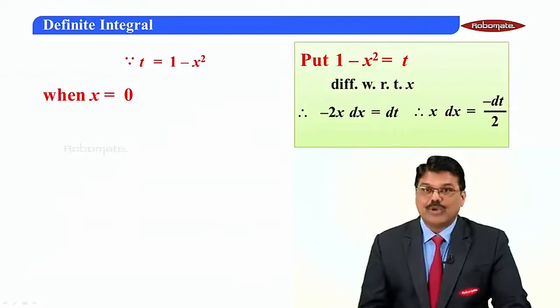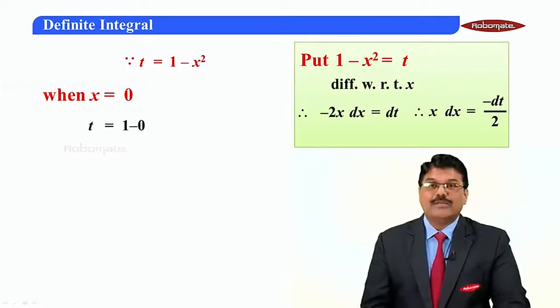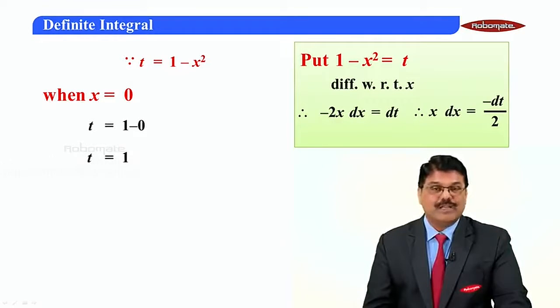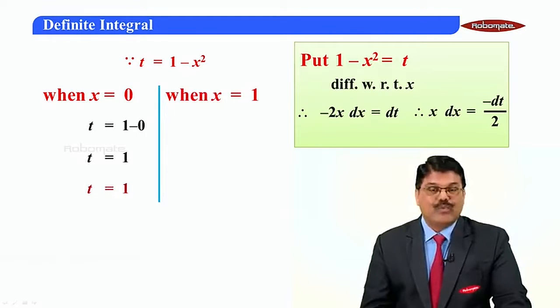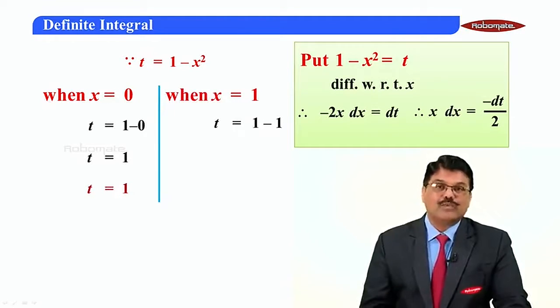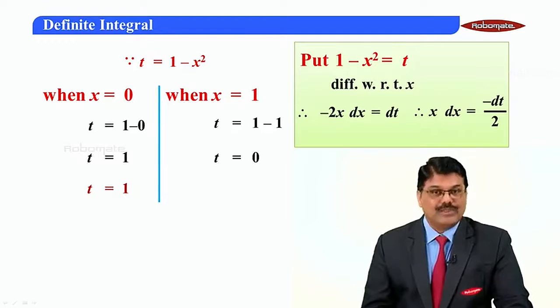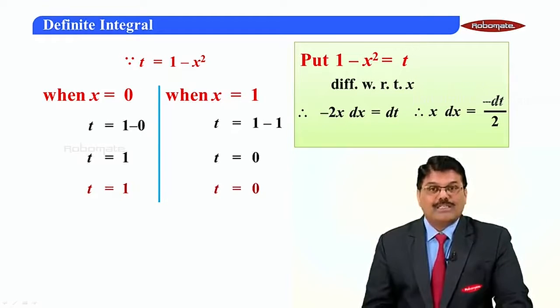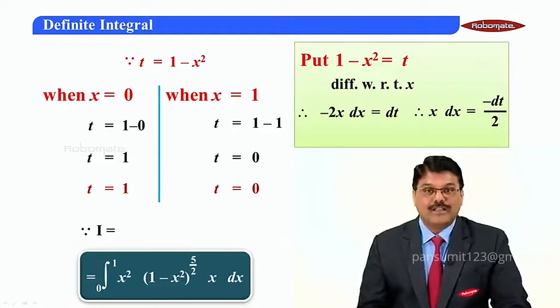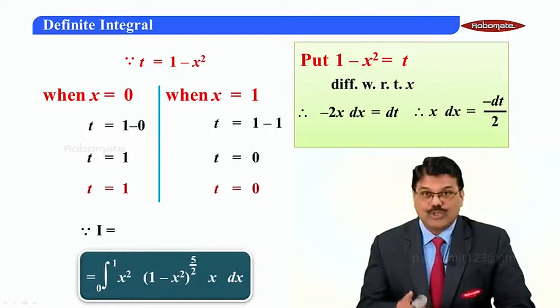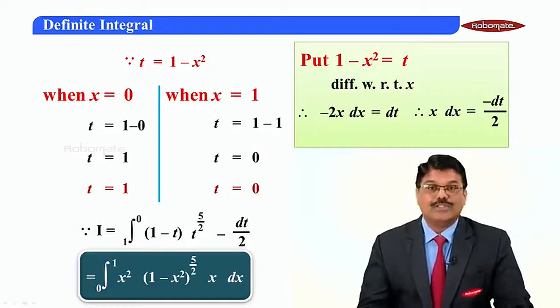Now, substituting the lower limit, when x is equal to 0, t becomes 1 minus 0. That becomes 1. When x is equal to the upper limit, that is 1, t becomes 1 minus 1. That is equal to 0. So, earlier limits are 0 to 1. Now it becomes 1 to 0. So, your original integral I, earlier it goes from 0 to 1, it becomes 1 to 0.